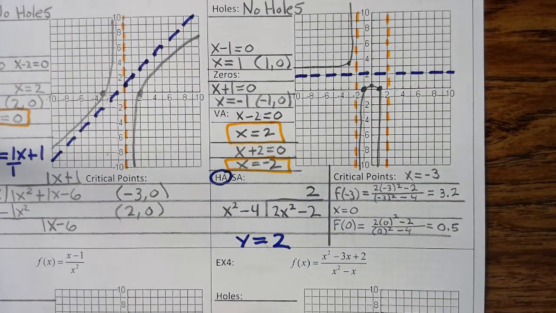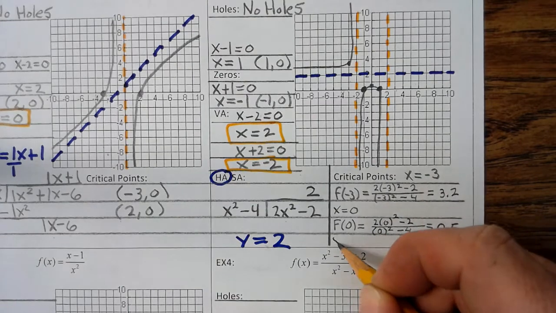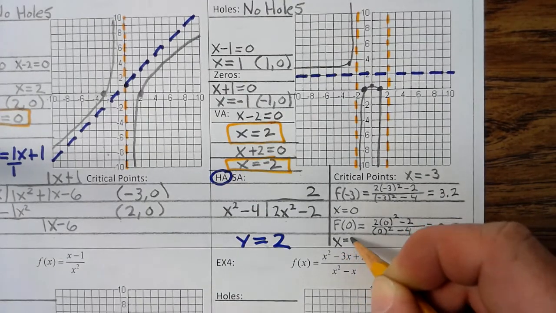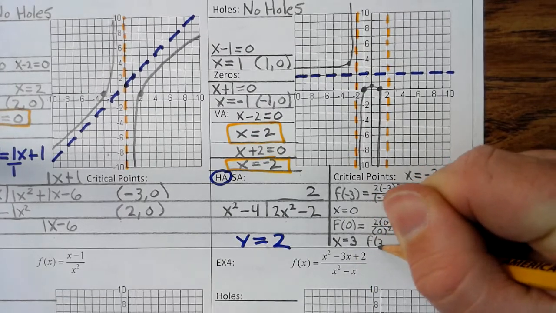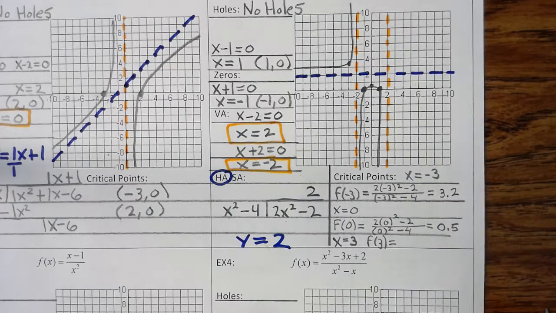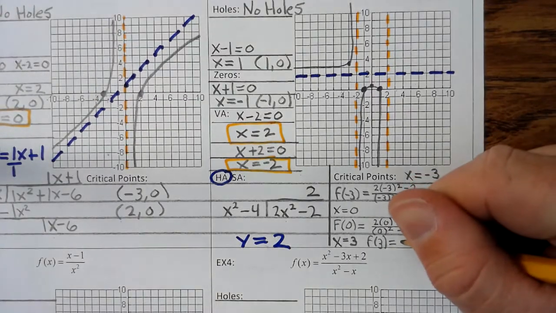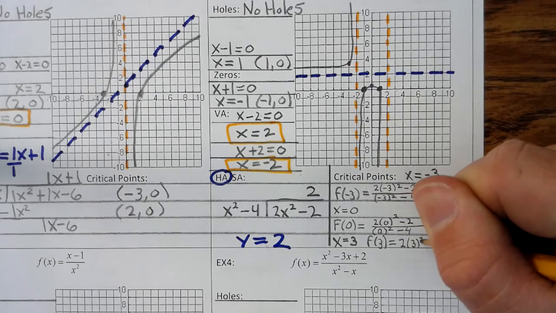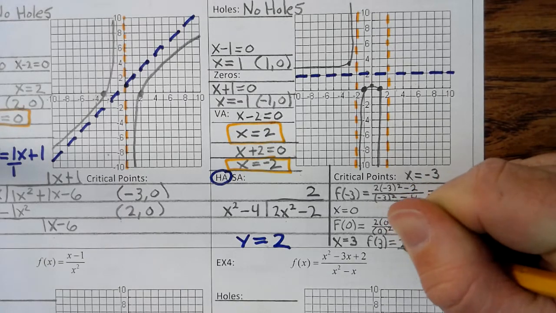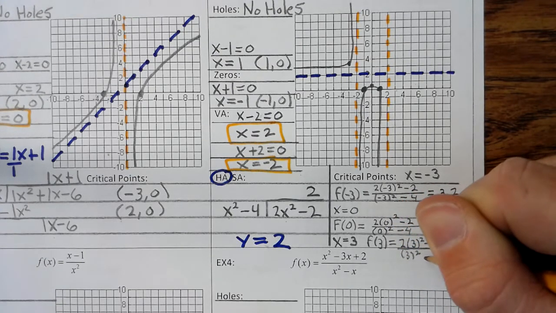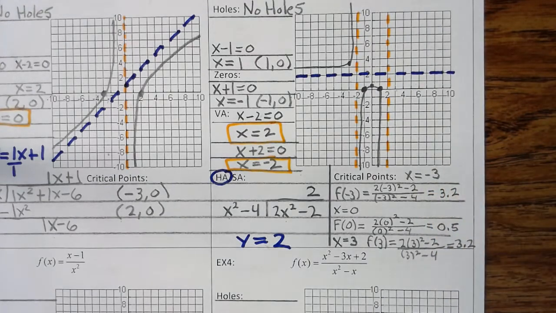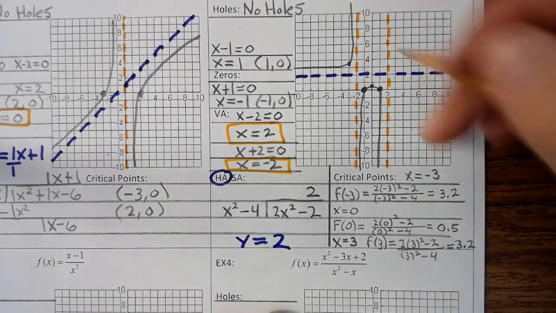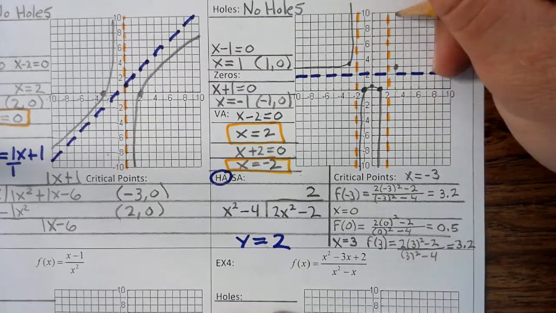Okay. And then our next is x equals 3. So we have f of 3 equals 2 times 3 squared minus 2 divided by 3 squared minus 4, which equals 3.2. Told you it's going to be messy. So then (3, 3.2), 1, 2, 3.2. So our curve is here.